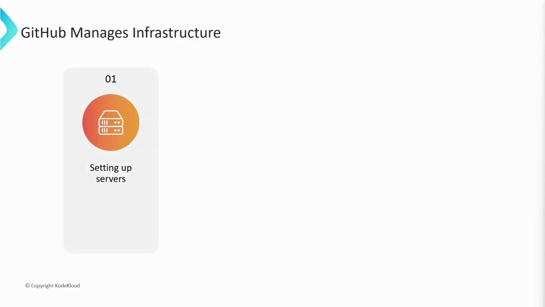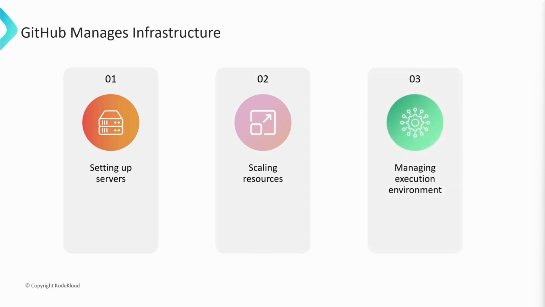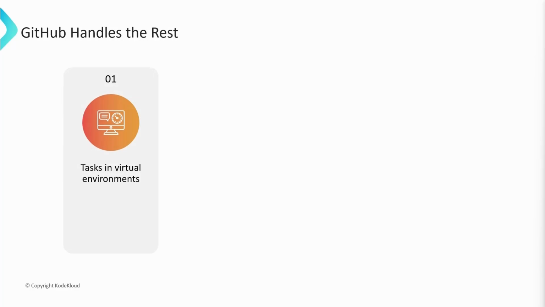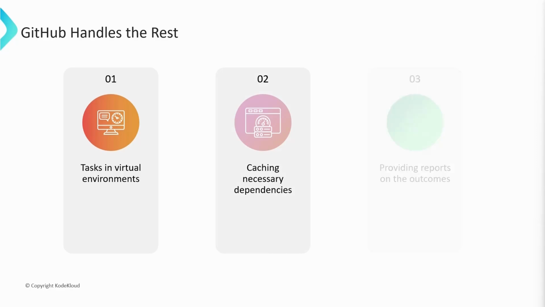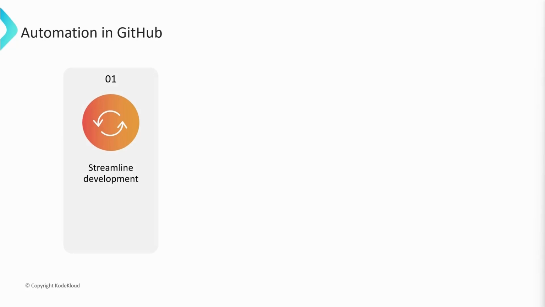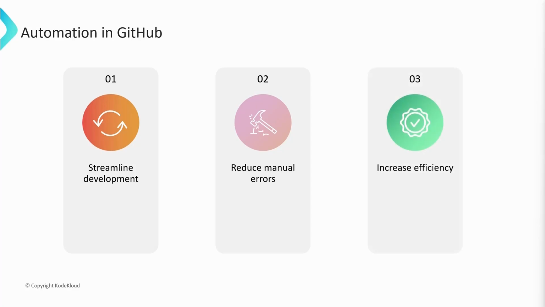A few advantages of GitHub Actions is that GitHub manages the infrastructure for you, which includes setting up the servers, scaling the resources, and managing the environments for your workflows. Your task is to write workflow configurations in YAML files, and GitHub Actions handles the rest of the tasks. This includes executing the tasks within a virtual machine, caching necessary dependencies, and also providing reports on the outcomes. Finally, this automation also helps you streamline development, reduce manual errors, and increase the efficiency of your software development workflow.